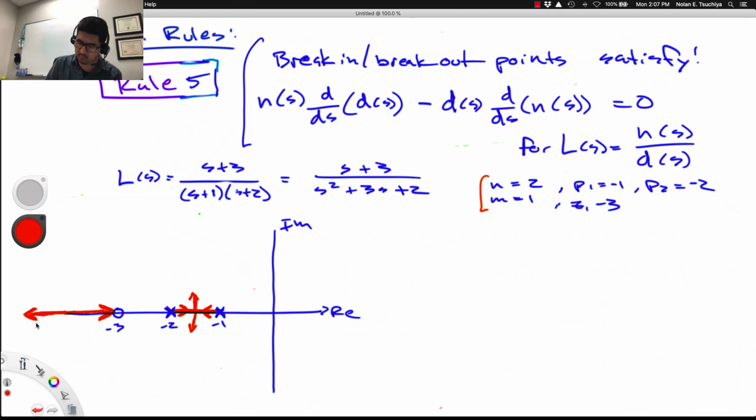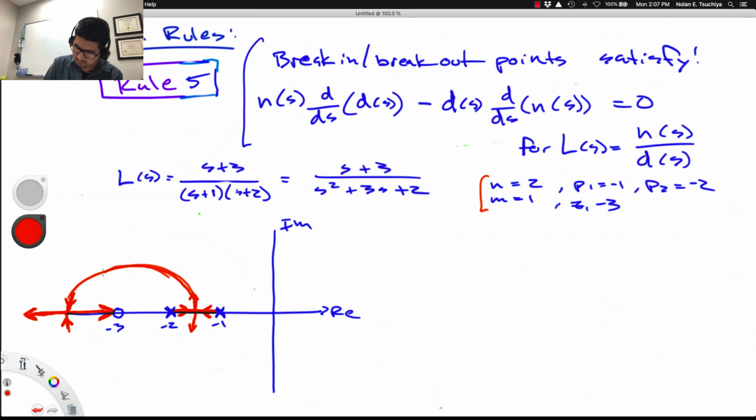The same can be said for this section over here. These two branches must come from somewhere. And so at some point there must have been two branches that came in, met at a common point, and then split off into the left and right direction. Okay, so the only way that could happen without violating rule 2 is for the branches to actually do something like this.